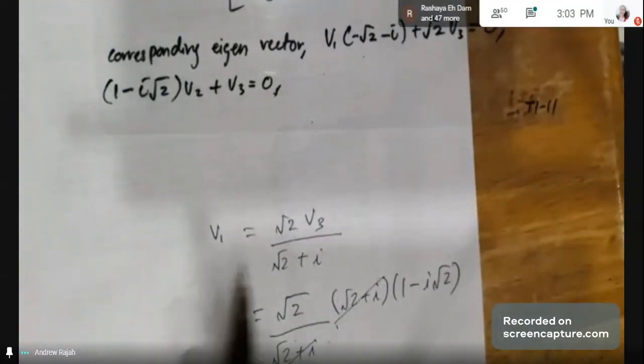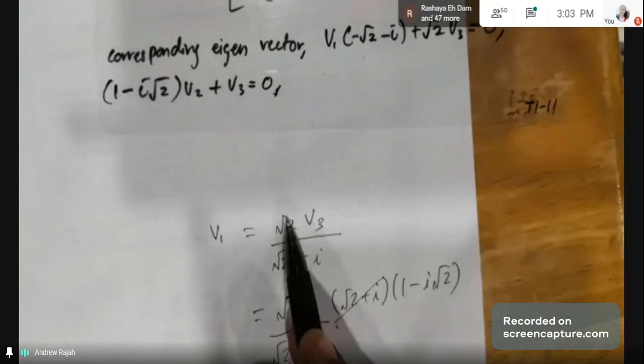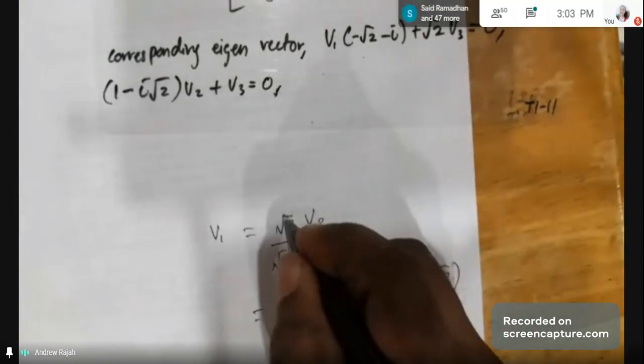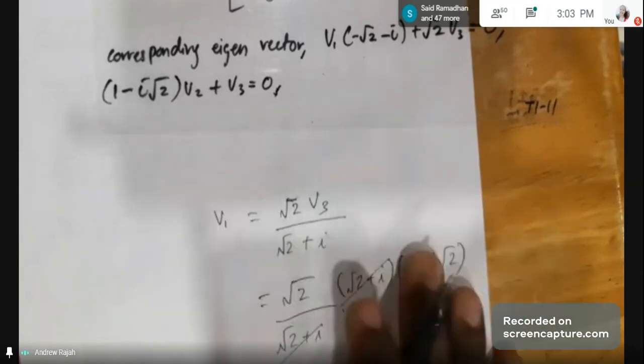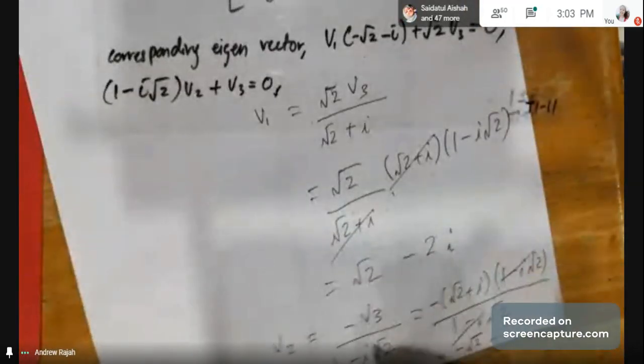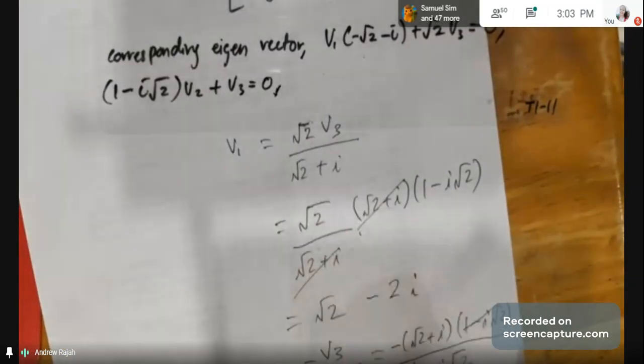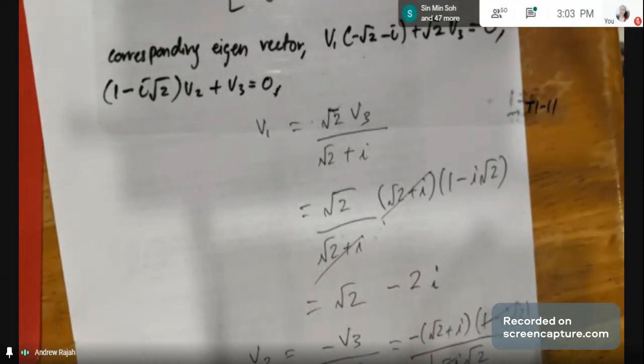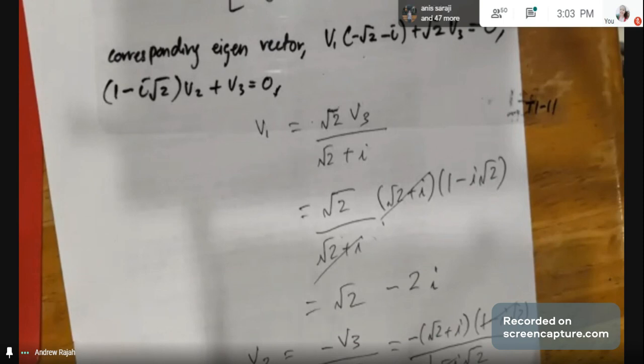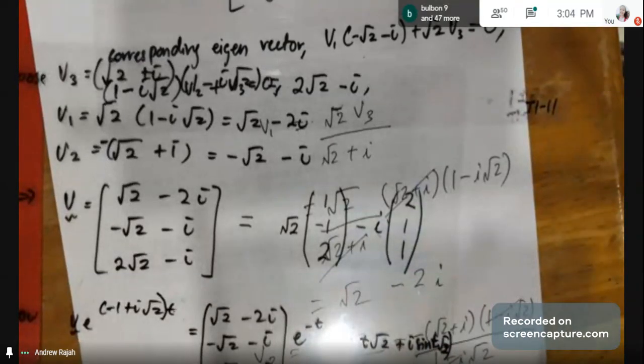Because V1 is square root 2 V3 over square root 2 plus i, and V2 is negative V3 over 1 minus i square root 2. So if I choose V3 with the coefficient as the product of these two denominators, then it makes it easier to cancel. Okay. So I think that's it.